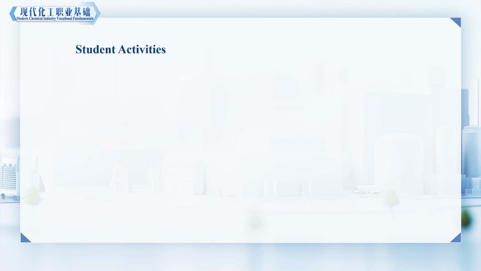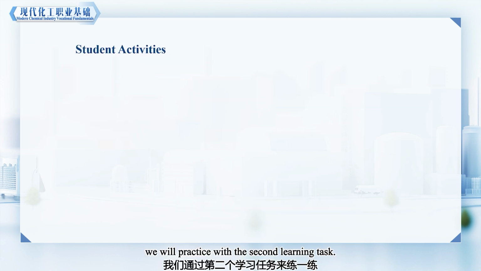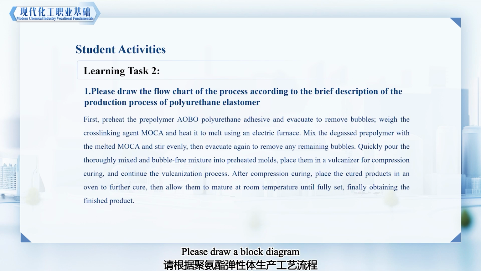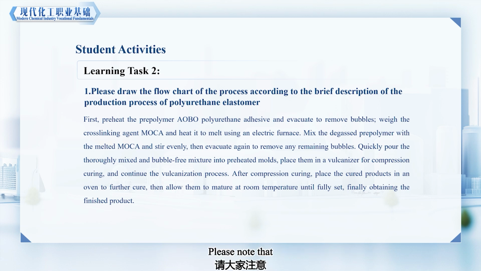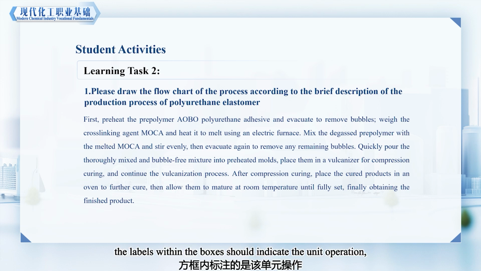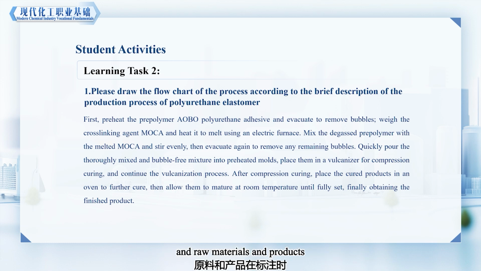To deepen understanding, we will practice with the second learning task. Please draw a block diagram based on the production process flow of polyurethane in elastomers. Please note that in the drawing of the block diagram, the labels within the boxes should indicate the unit operation, reaction process, or workshop equipment, and raw materials and products do not need to be written inside the boxes in this task. The boxes should be labeled with the unit operations or reaction processes.